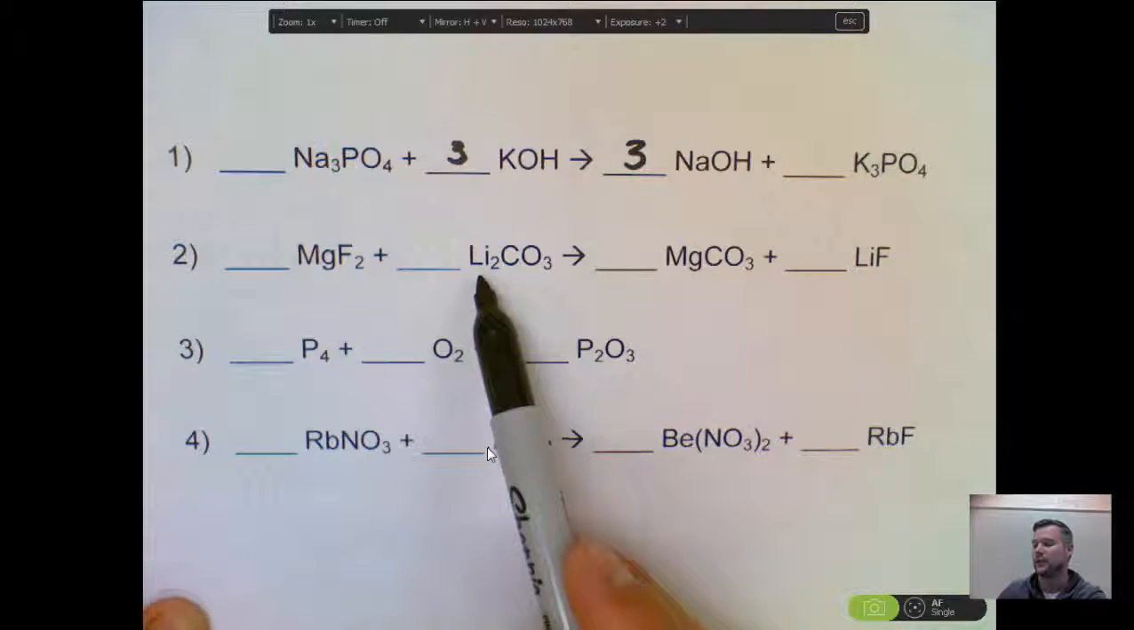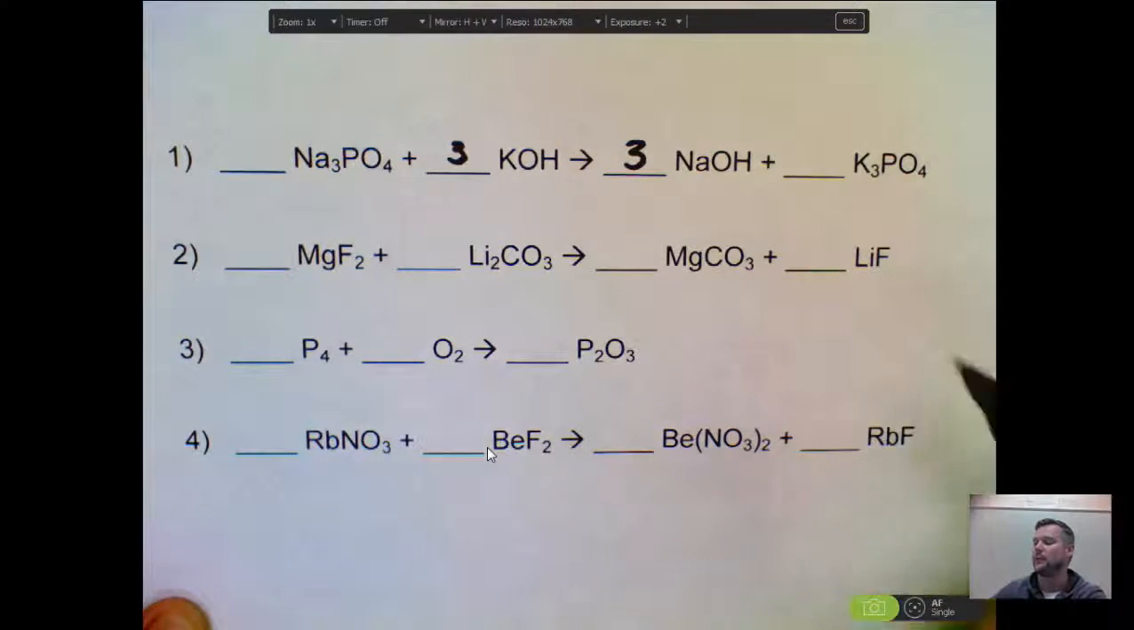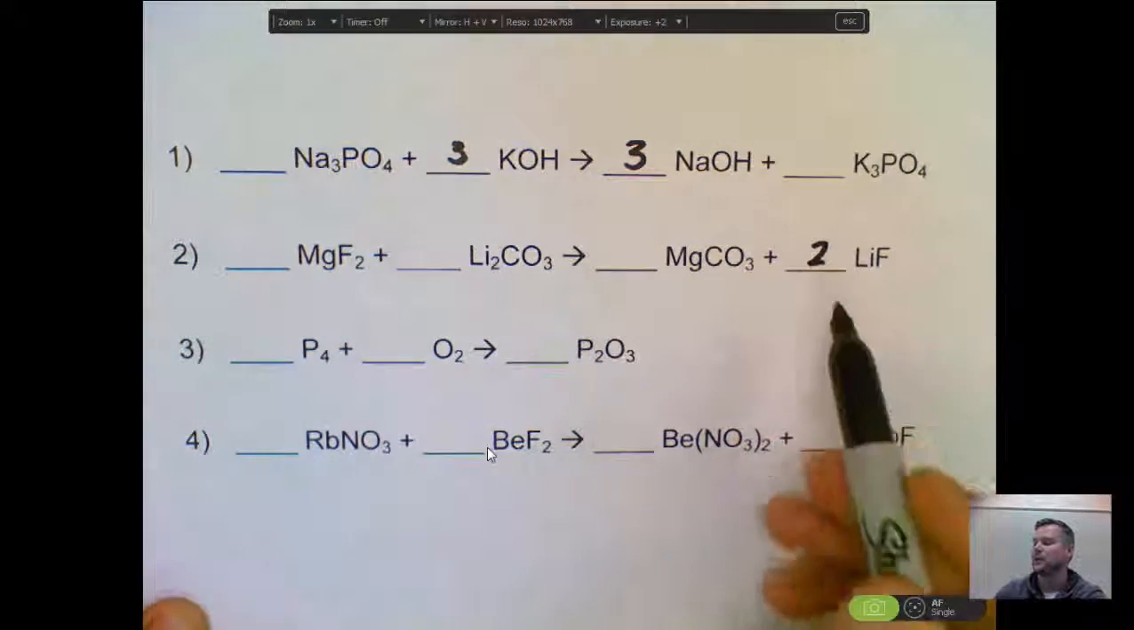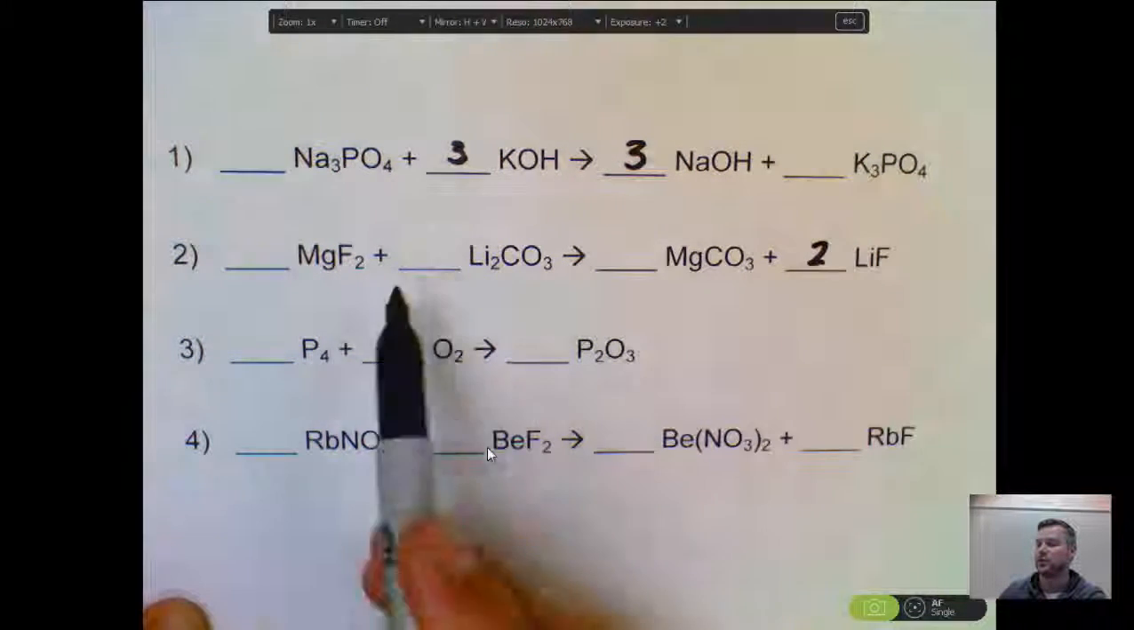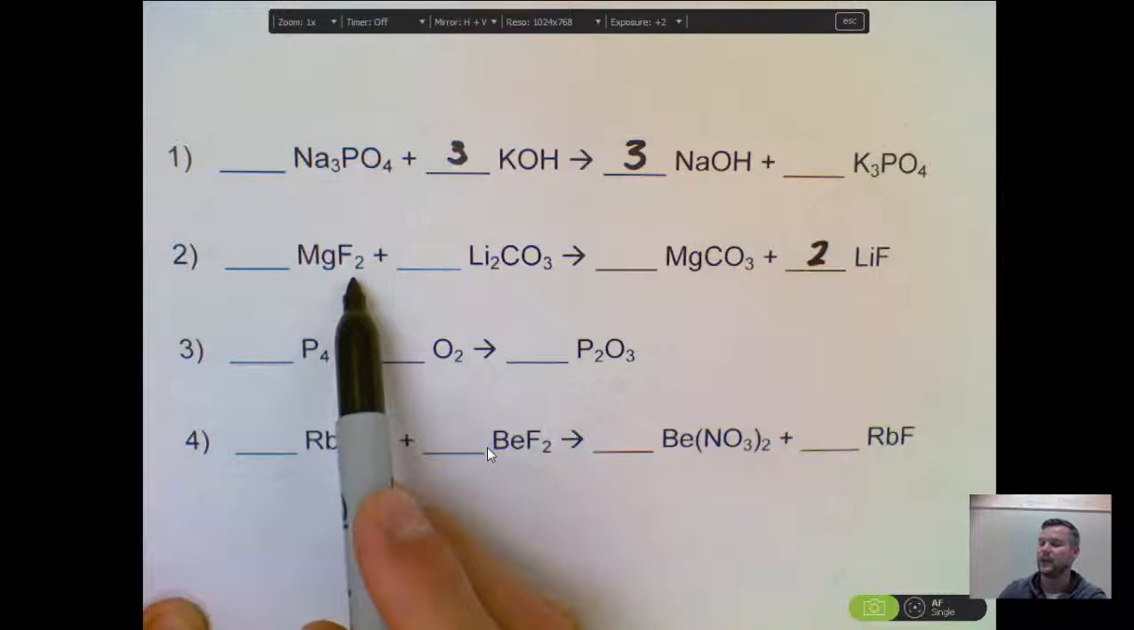There are 2 lithiums, so I need there to be 2 on the right. I'm going to put a coefficient 2. This 2 affects the lithium, but it also affects fluorine. So now there's 2 fluorines, which is good because there's 2 fluorines on the left as well. Finish up this substance methodically.